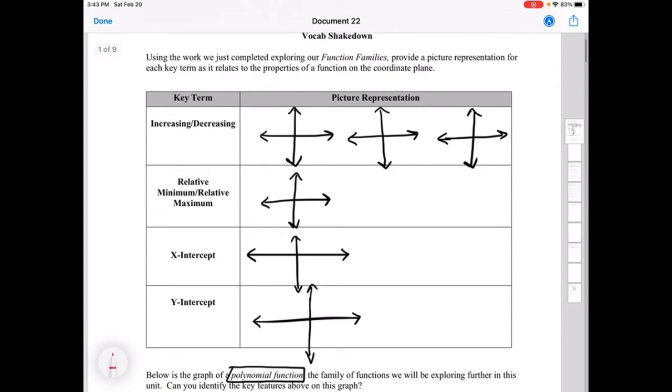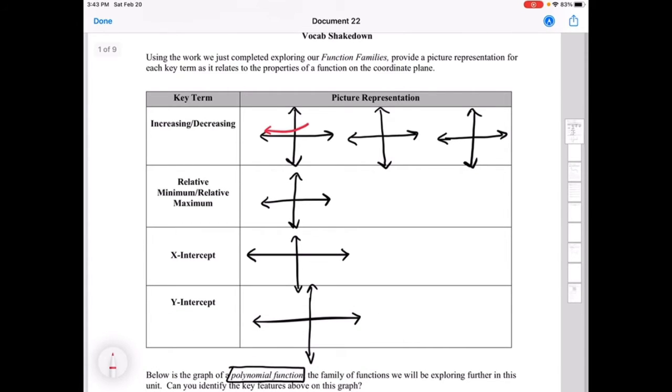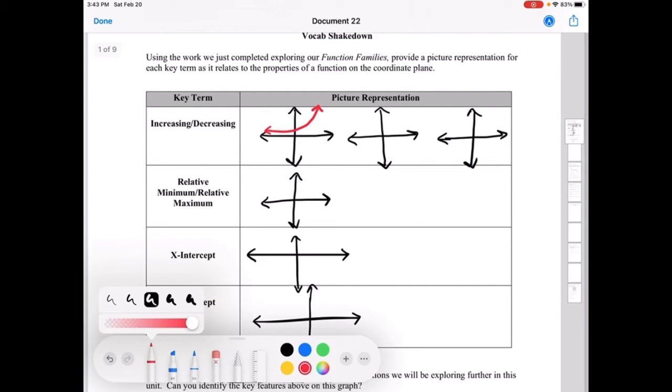The first one is increasing and decreasing. We're representing what a function would look like if it was increasing versus decreasing. I'm going to start with increasing, using an exponential example, just to let you know an example where it's not a polynomial. So here, this is going upwards. As your x values increase, your y values will increase. This is what we're talking about when it's increasing. It has to be going up.